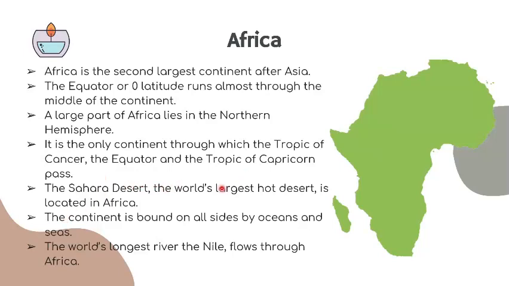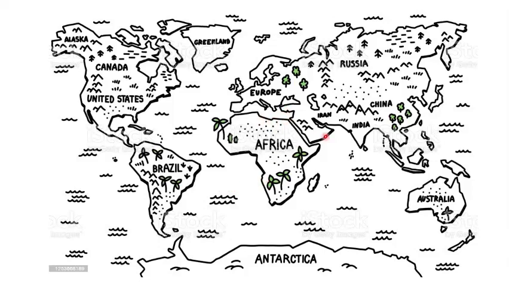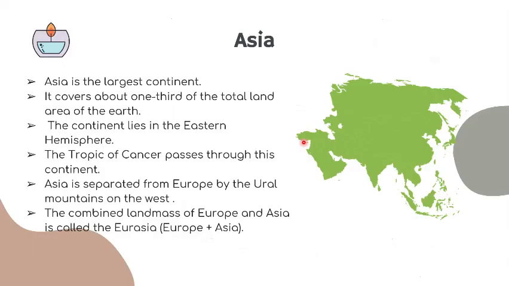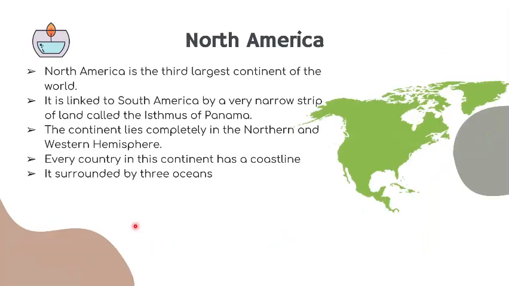The Sahara Desert, the world's largest hot desert, is located in Africa. The continent is bound on all sides by oceans and seas. As you can see, it is bound on all sides by oceans and seas. So here is a sea. The world's longest river, the Nile, flows through Africa.